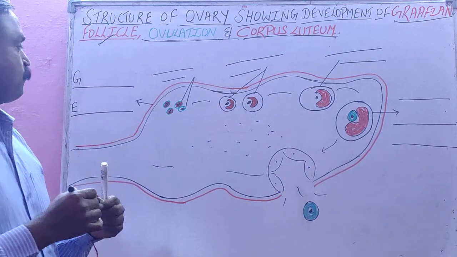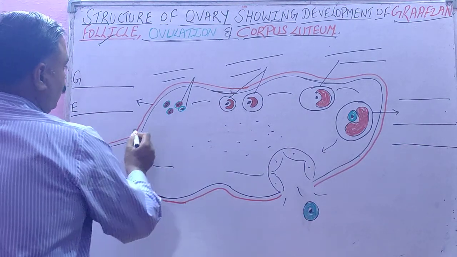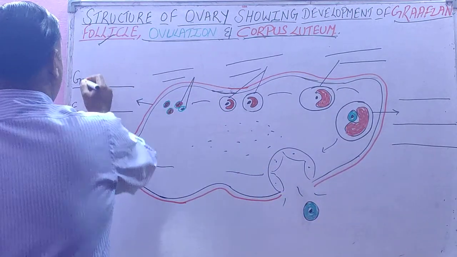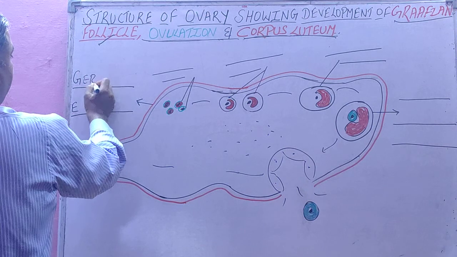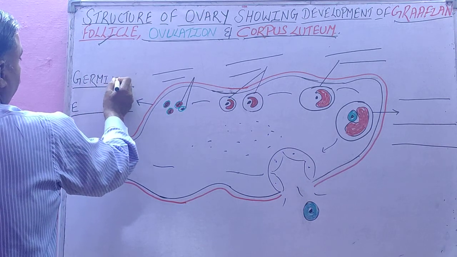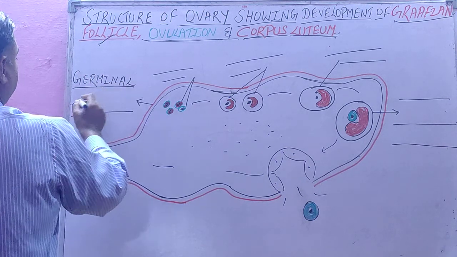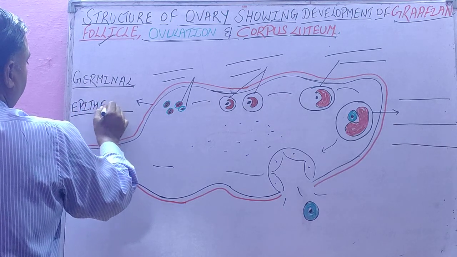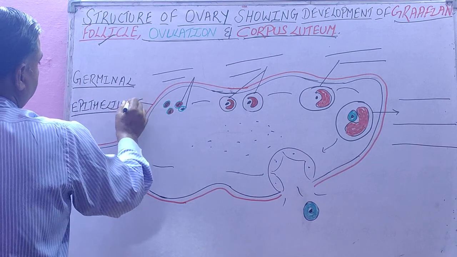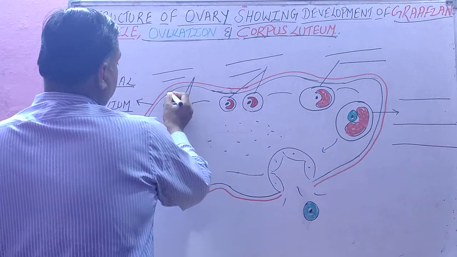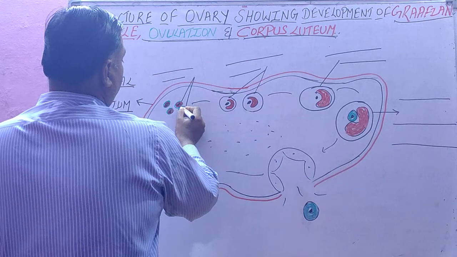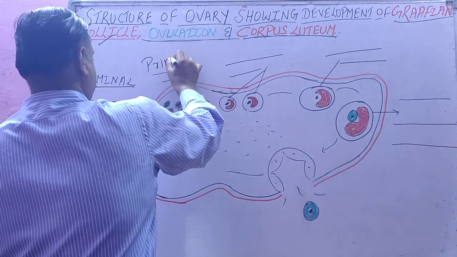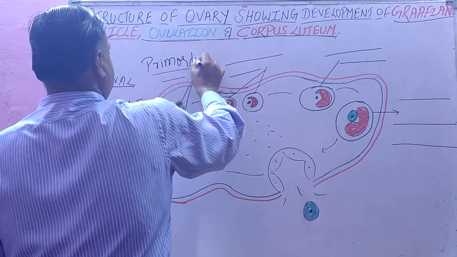Ready, student? This red line you observe, lining the ovary, is called germinal epithelium, which gives rise to germ cells. How does it give rise? The germinal epithelium divides to produce small primary cells called primordial cells.